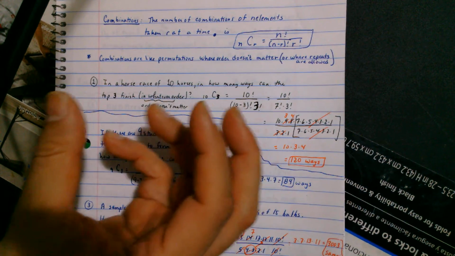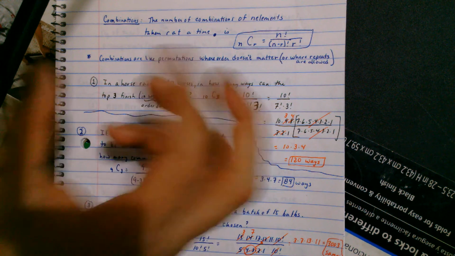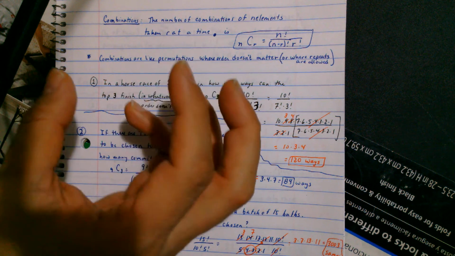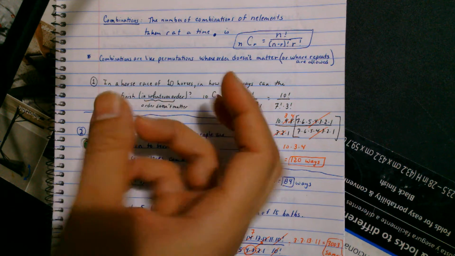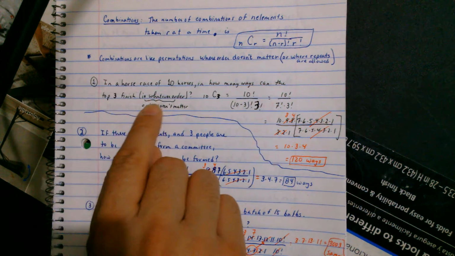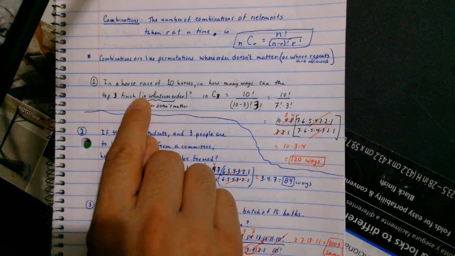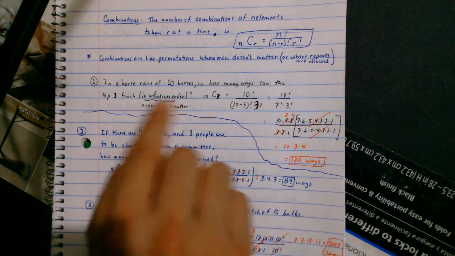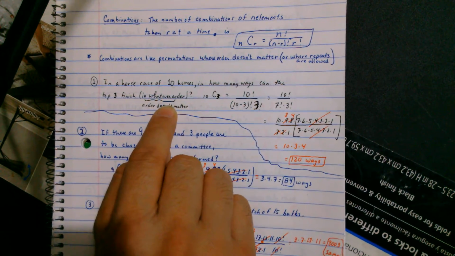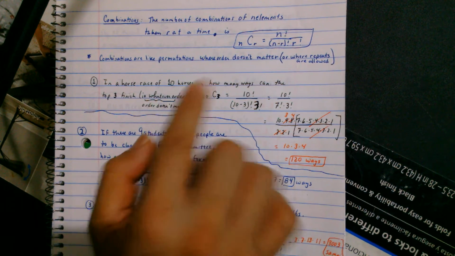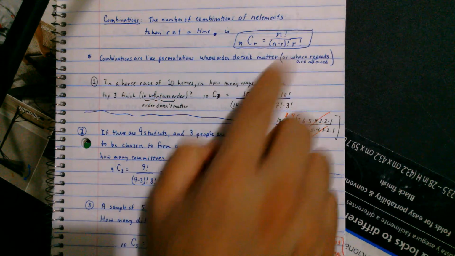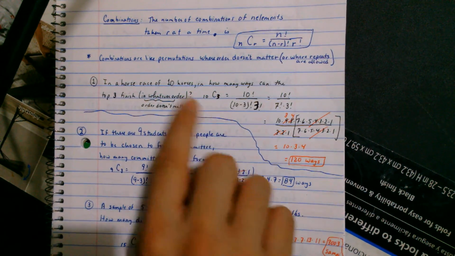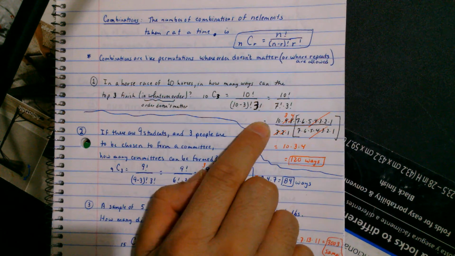So this says I want to pick 3 horses at random. Doesn't matter which 3. Just want them to be there. So if you mix up the order, you're going to show a lot of repeats. But in the previous one, whoever wins first, second, and third, A, B, and C, or A, C, B, that's a different combination. It's a different permutation. So where order doesn't matter, we divide by the extra r factorial. So this is 10 choose 3. So 10 horses, choose 3 at a time.